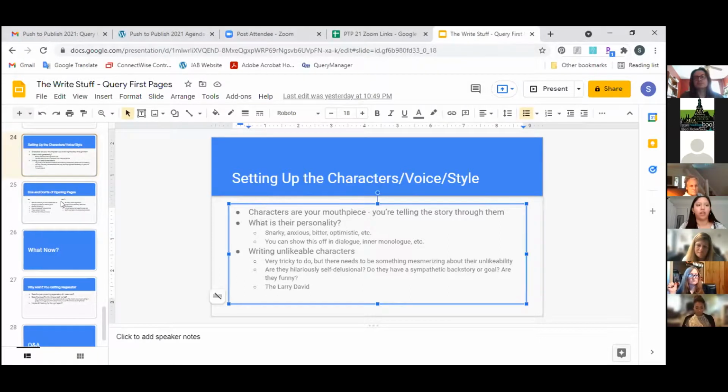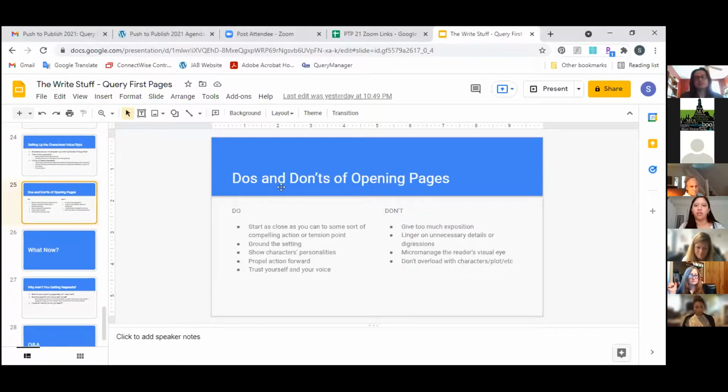So, going into do's and don'ts of opening pages.